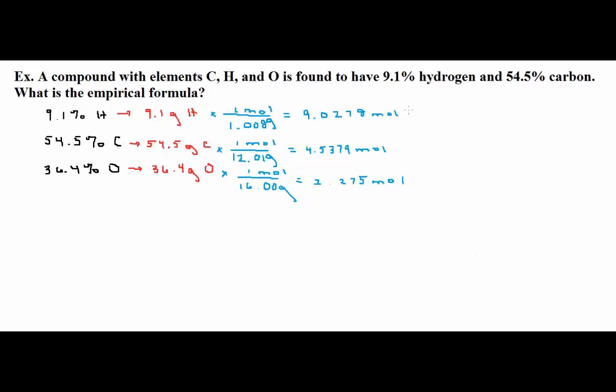So instead, what I do first, before I start thinking about rounding, I'm going to divide all of these by my smallest number of moles. So the smallest number of moles in this case is 2.275. This helps me in order to get a whole number for my subscripts, as you will see in just one second.